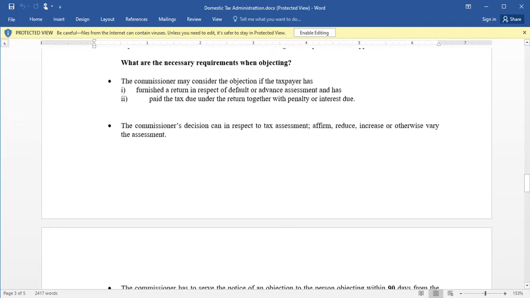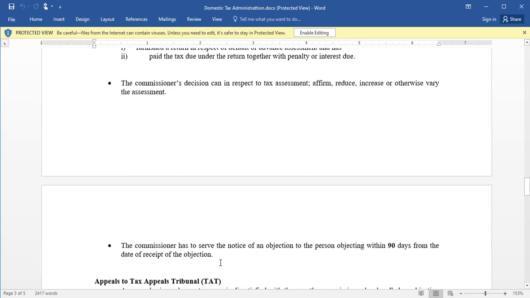So let's look at the requirements when objecting. What are the necessary requirements when objecting? First is that the commissioner may consider the objection if the taxpayer has furnished a return in respect of default or advance assessment. In case you've been giving the tax authority the information that is needed, you've been furnishing returns. Then the commissioner's decision, in respect to tax assessment, can affirm, reduce, increase, or otherwise vary the assessment. And lastly, the commissioner has to serve a notice of objection decision to the person objecting within 90 days from the date of receipt of an objection. After the commissioner receives your objection, within 90 days, you're supposed to get feedback.